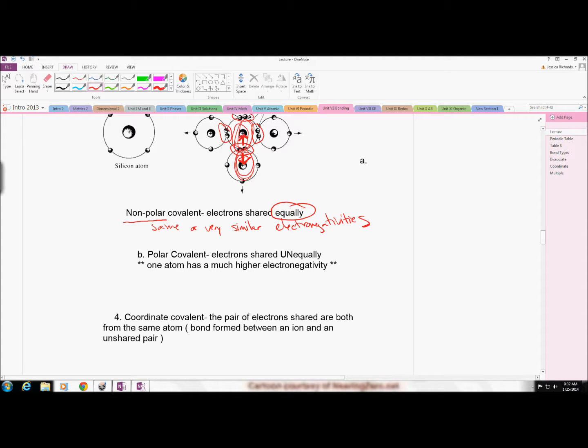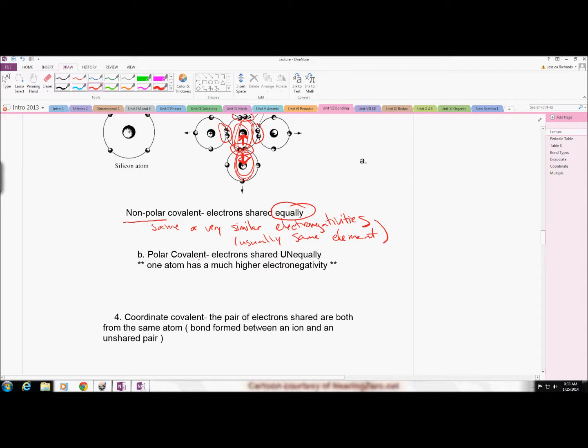They're shared equally. Generally, this is between 2 atoms of the same element. So in all of our diatomic molecules, or if we make chains of carbon, and you have carbon sharing electrons with carbon, if it's 2 of the same element, you make a nonpolar covalent bond.